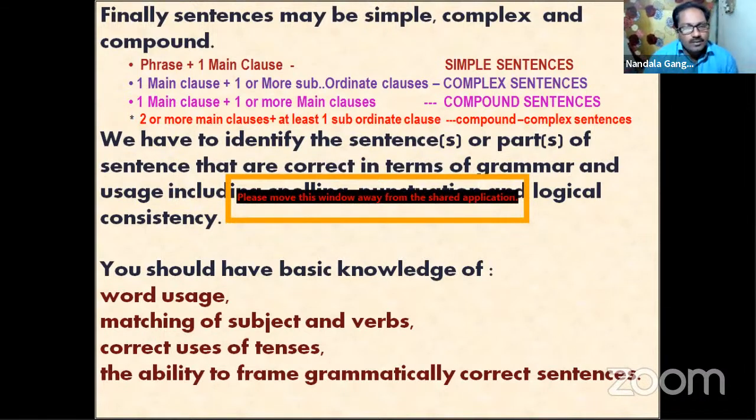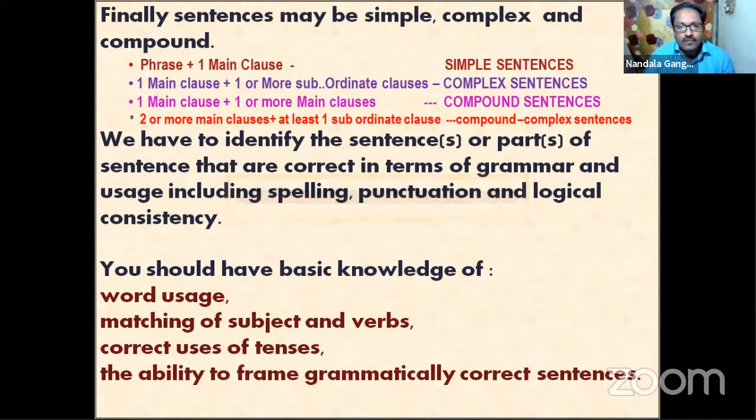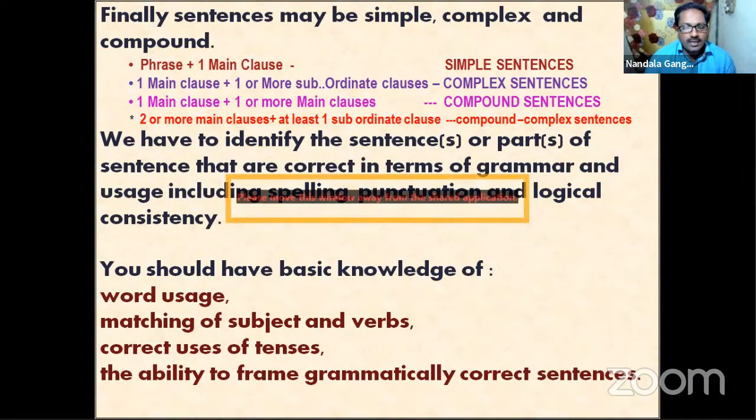Here there are two main clauses connected with conjunctions. They are also called linkers, or coordinate conjunctions, like and, so, therefore, but, yet, or else. These are the coordinate conjunctions that connect main clauses to make compound sentences. In compound-complex sentences, there are two or more main clauses and at least one subordinate clause.